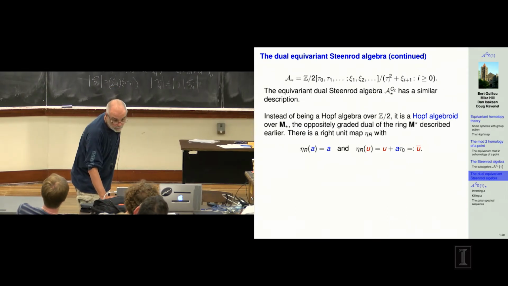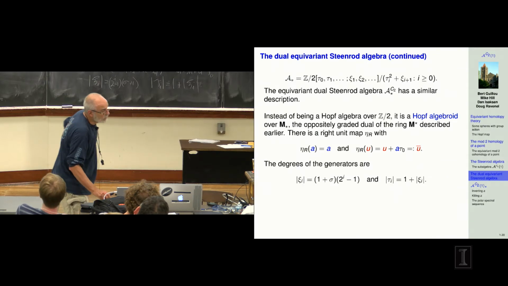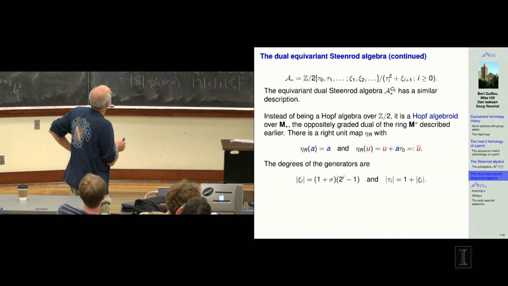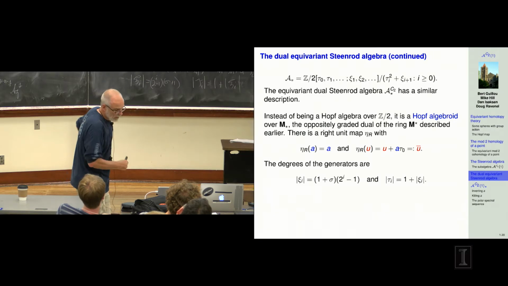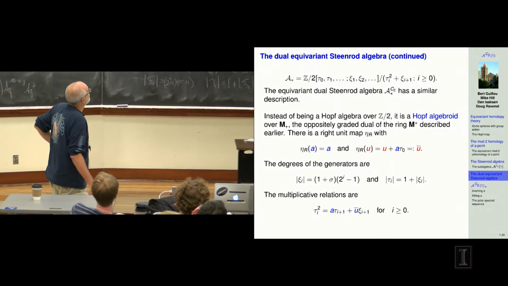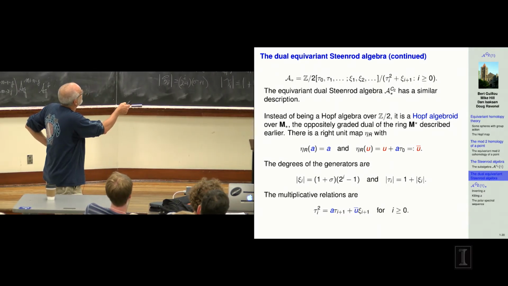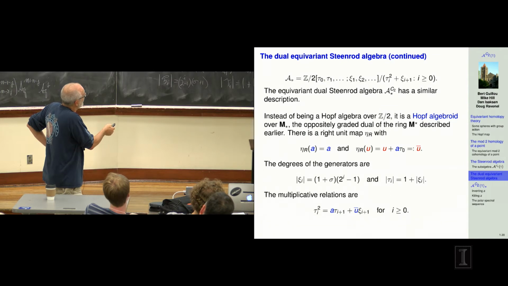Now the degrees of the generators have to be changed appropriately as indicated here. And most importantly, the multiplicative relation gets changed. In the classical case, we had that the square of tau i was equal to xi i plus 1. Here, the square of tau i is this.